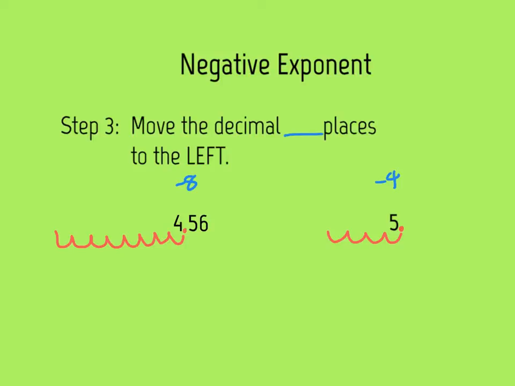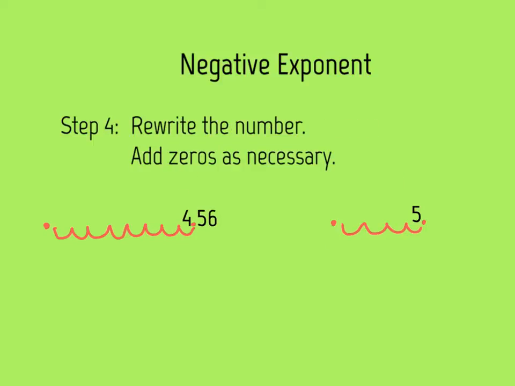Because this is going to be a small number, I am going to mark that my new decimal point is going to come at the very end of all the zeros I'm about to put in. In step 4, I'm going to rewrite the number and add zeros in as necessary. So on this one, I'm just going to write zeros in throughout here every time I skipped a spot for my decimal. So I'm just going to start filling these in. And then I'm going to rewrite it.